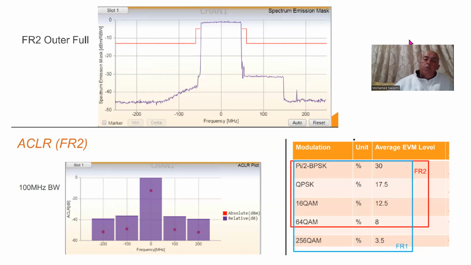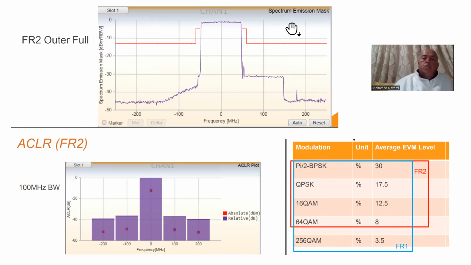If you have a transmitter on the bench, the main characterization point of the system is you want to check the EVM, the error vector magnitude. Of course, depending on the modulation, the percentage of that error vector magnitude varies, okay? And it depends on whether you're running FR2 or FR1. For FR2, the highest modulation level is 64 QAM, and that's 8%, okay? So that's what we're going to do today: run this system with 64 QAM and observe the EVM.